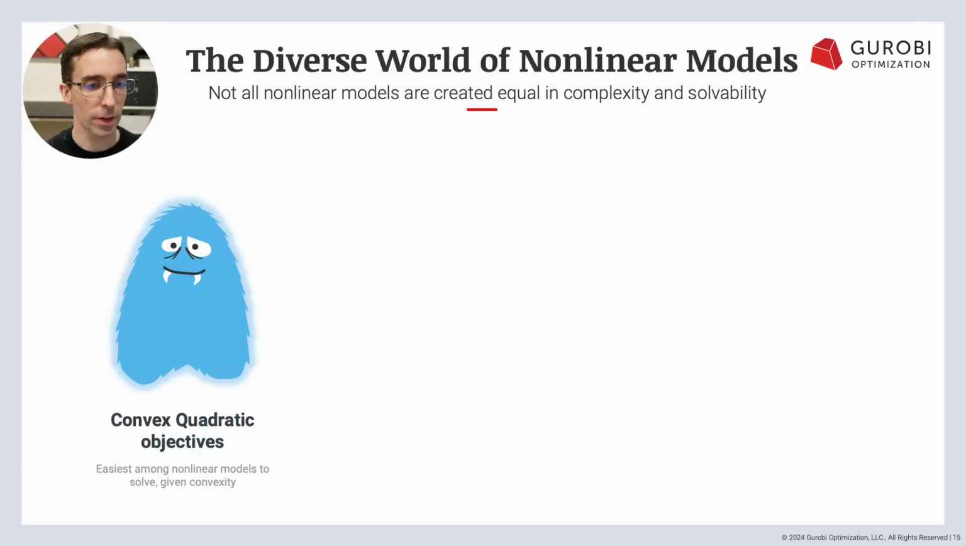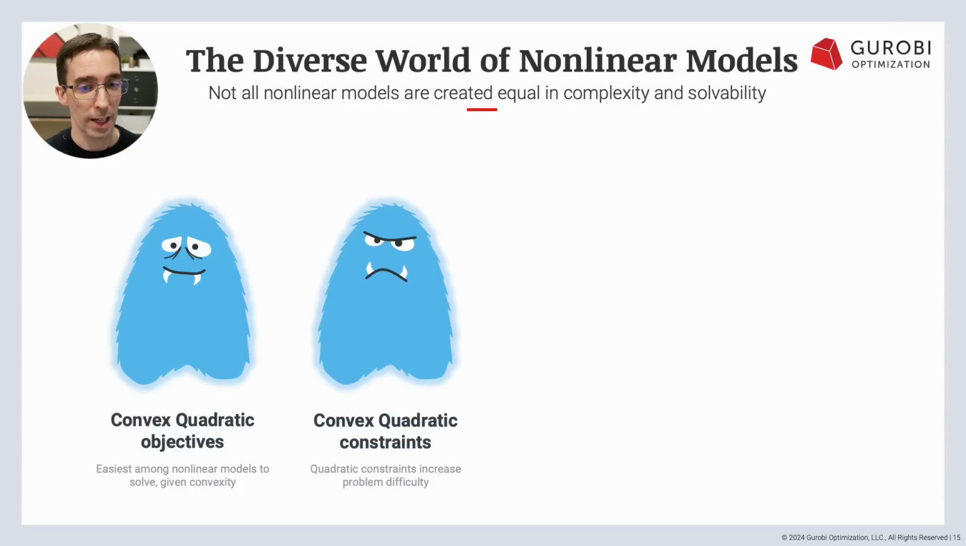So the first of these is convex quadratic objectives. This is a kind of model where basically you have linear constraints and the only nonlinearity you have is a quadratic objective function that's convex. So this, among the nonlinear models, is generally the easiest to solve. Next, we have convex quadratic constraints. Again, we've talked about convexity in some of the earlier slides. This becomes a little bit more difficult when you have convex quadratic constraints compared to only an objective function, but it's a little bit harder.